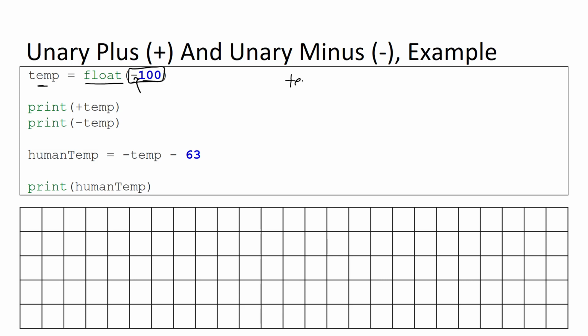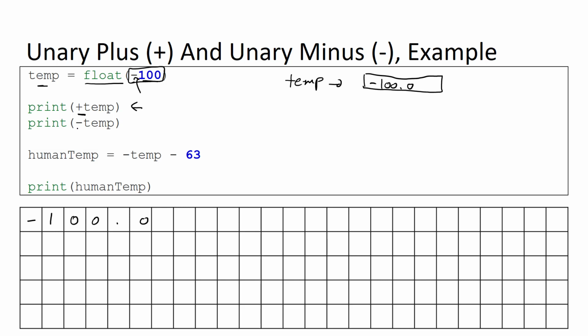So I have the variable temp, and the variable temp contains the number minus 100.0, because I am converting it to a float. Now if you print plus temp, temp contains minus 100.0, so plus temp gives you back the number unchanged. So the unary plus doesn't change the value. So this is going to print minus 100.0.